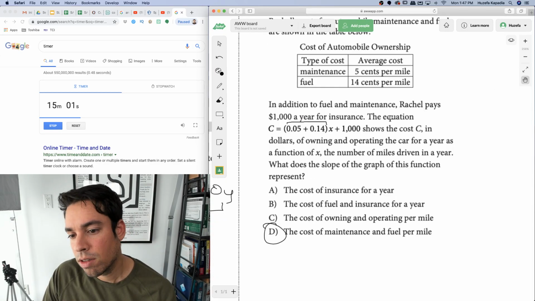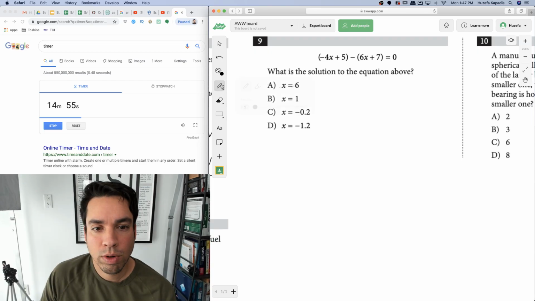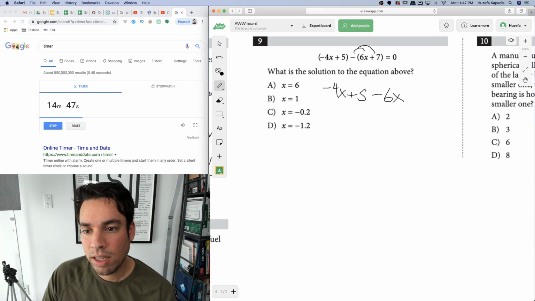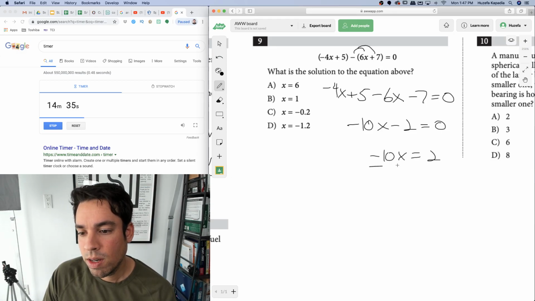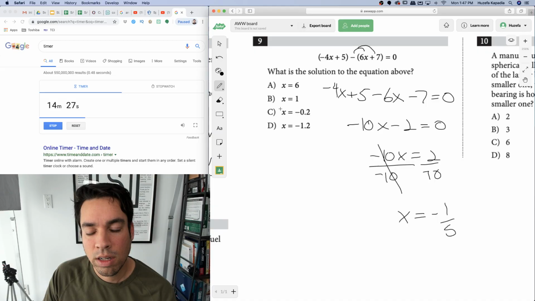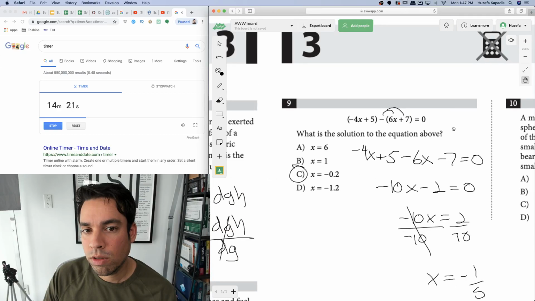That makes sense. And then we go to 9. What is the solution to the equation above? All right. Again, get rid of the parentheses. So these are doing nothing. And then on the second one, the minus actually needs to distribute. So it becomes negative 6x minus 7 equals 0. Negative 4x plus negative 6x is negative 10x. 5 minus 7 is negative 2 equals 0. Negative 10x equals, add 2 to both sides, boom. Divide by negative 10, divide by negative 10. X equals negative 1/5, which is negative 0.2. Same thing, just converting a fraction to a decimal.